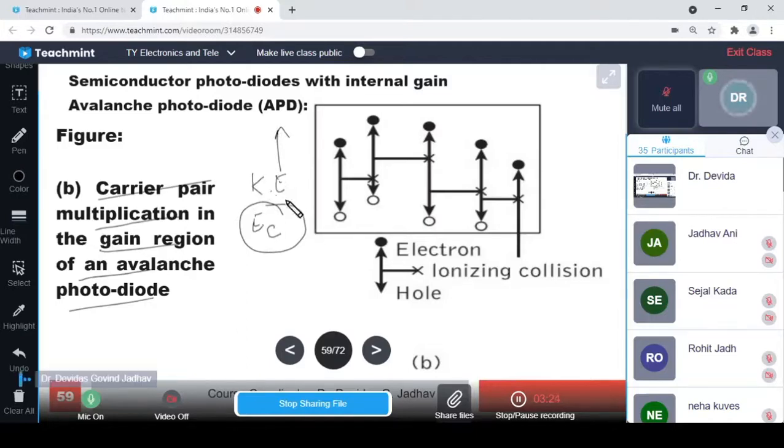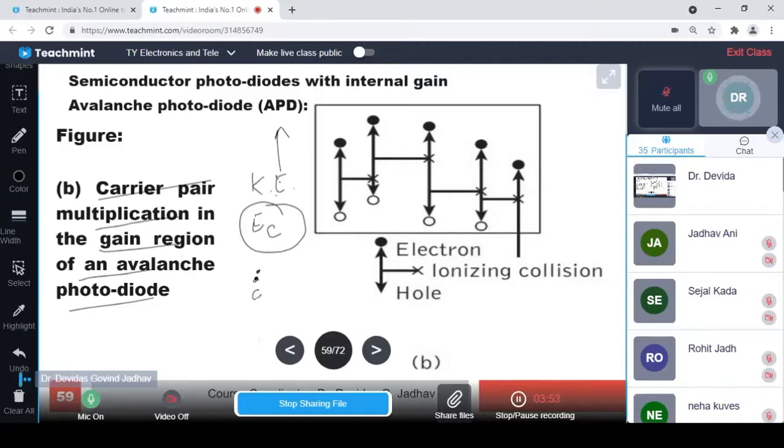And this electron collides on the atomic structure, and as it collides on the atomic bonding, the covalent bond, it detaches one more electron from the bond. So one electron collides on the covalent bond. This detaches one more electron from the covalent bond, creates one electron-hole pair, and creates one more hole in the covalent bond.